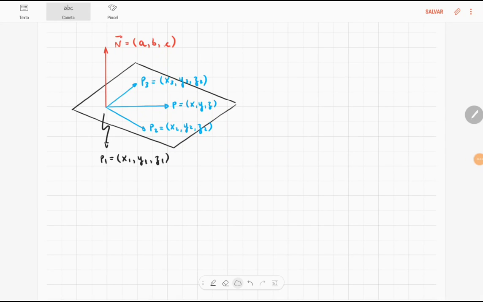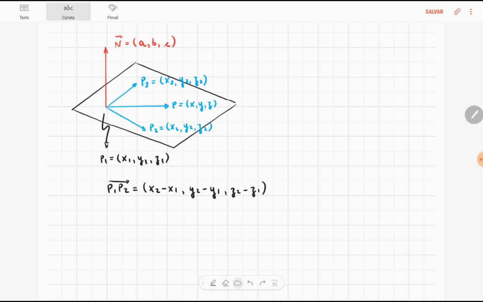Let's learn how to determine the equation of a plane when we know the coordinates of three non-collinear points. So let's consider three points P1, P2, and P3, whose coordinates we know, and another point P whose coordinates we don't know. So we may determine some vectors.